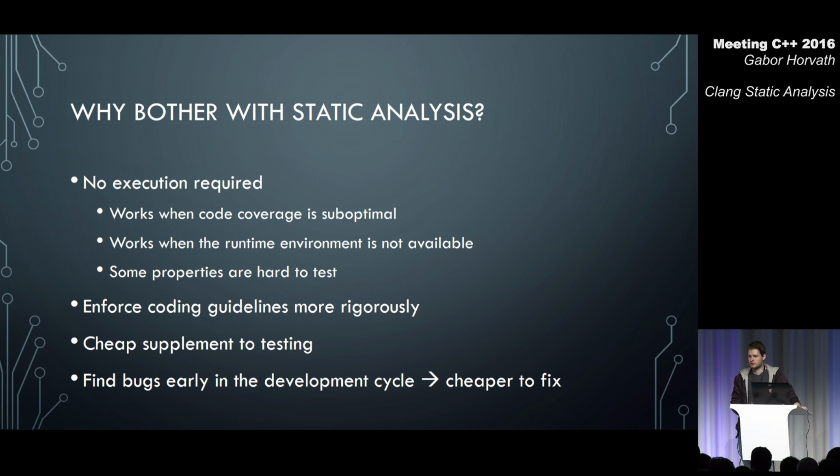We can enforce coding guidelines more rigorously, and it is also a very cheap supplement to testing. The earlier we detect a bug, the cheaper it is to fix, because when we are able to detect it while we are looking at that code, we have all the information in our working memory, so we can pretty easily fix that. If we catch it later, then maybe the bug is assigned to another developer who has never seen that piece of code before. So it will take more time to fix it, and more time to fix it means it is more expensive for the company.